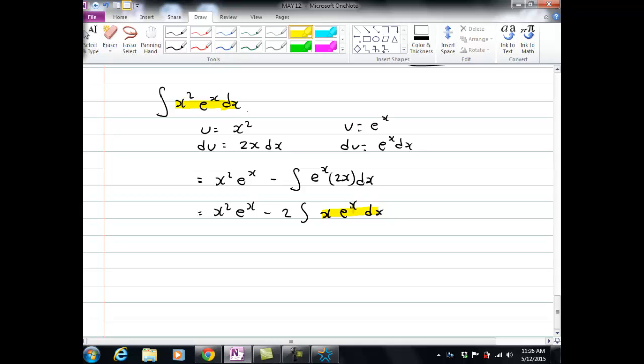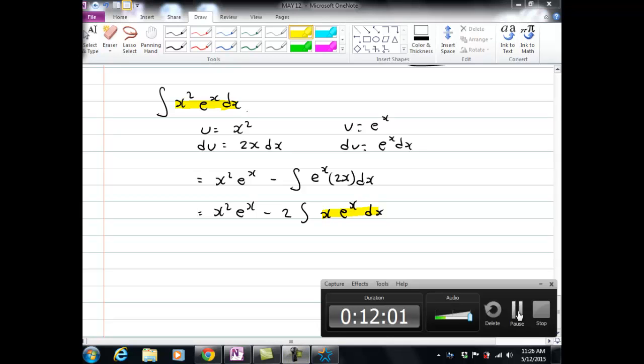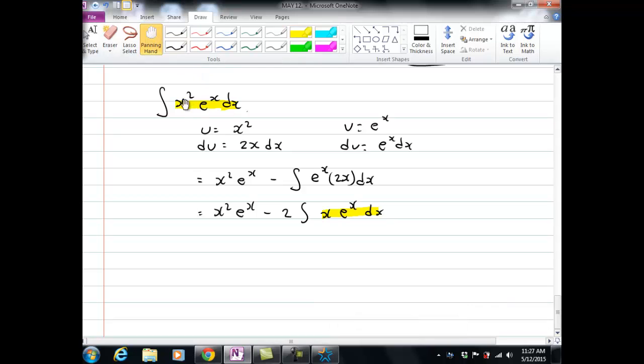I look at that and say, Ms. Snow, how in the world do you do that? Oh, are you kidding me? See, every time I do integration by parts once, this x squared now becomes x. So what I'm going to do is integrate by parts one more time. Because if I did it the first time, I can do it one more time.